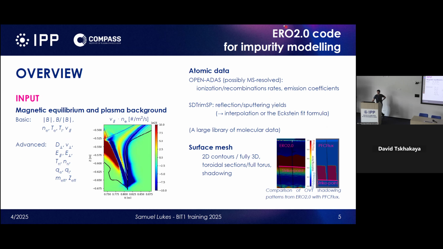But let's say the Aero 2.0 code is a new one. It was released a few years ago, and before it, there has been a large history of Aero, now called Aero 1.0, let's say. And there has been a large library of molecular data already there, so it's kind of becoming famous only because of this library. And then, of course, you need some mesh. It can be 2D, it can be fully 3D, which is really why Aero 2.0 is so popular, because it can simulate the whole 3D machine.